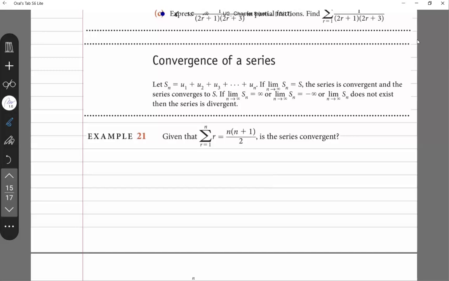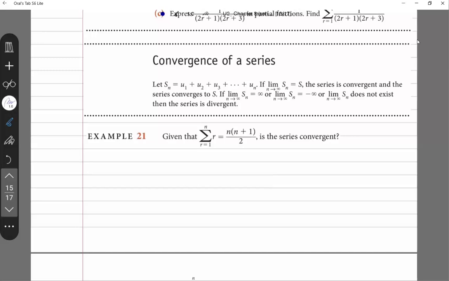If the limit of Sn as n approaches infinity is equal to infinity, or if the limit of Sn as n approaches infinity is equal to minus infinity, or if the limit of Sn as n approaches infinity does not exist, then the series is divergent. Example 21.